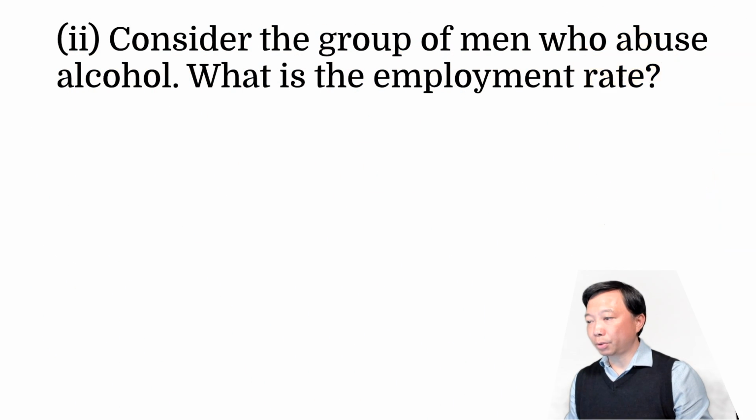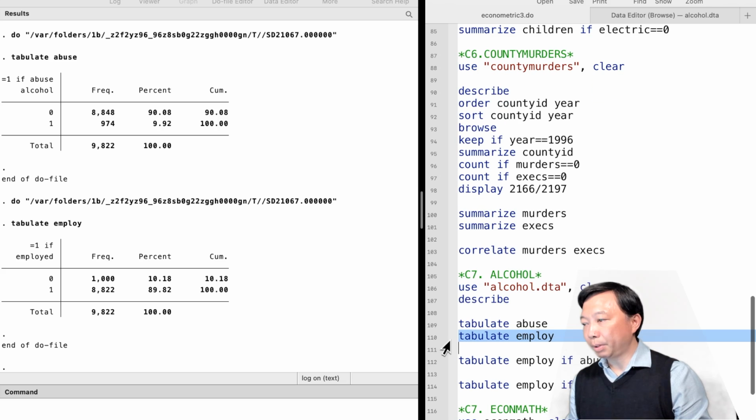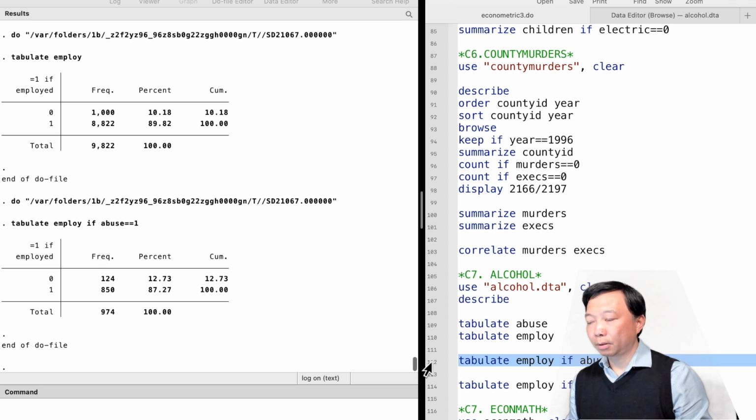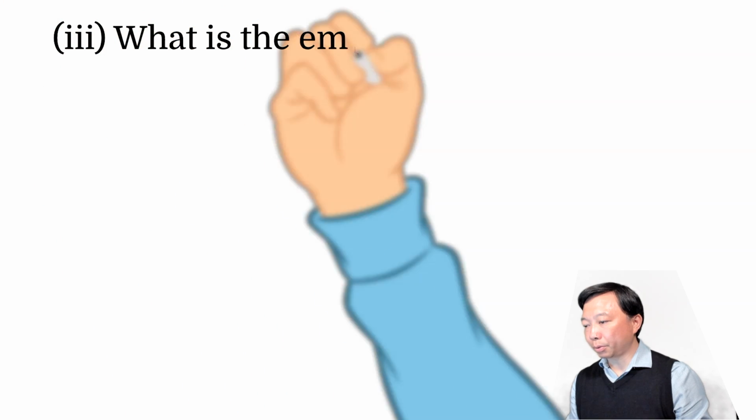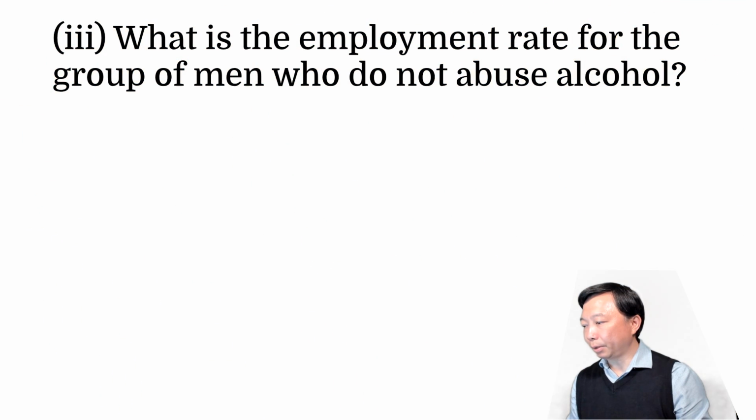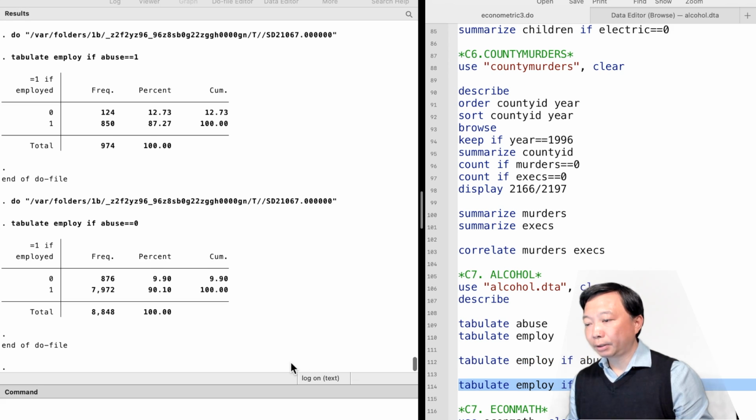The second question is to consider the group of men who abuse alcohol. What is the employment rate? We type tabulate employ if abuse is equal to 1. The employment rate is 87.27% for men who abuse alcohol. The third question is to compute the employment rate for the group of men who do not abuse alcohol. It is 90.10%, higher than that for the men who abuse alcohol.